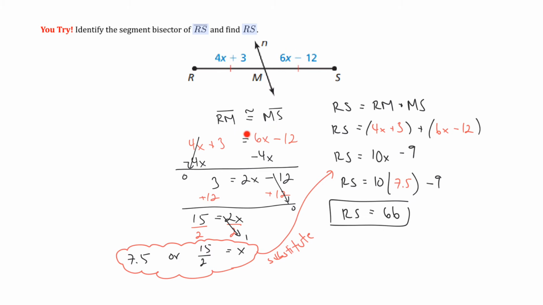So instead, we set the two segments equal or congruent to each other, substitute in, solve for x, and then now that we know what x is, we're going to substitute that in to our segment addition postulate. And then we finish solving and we get that RS is equal to 66.